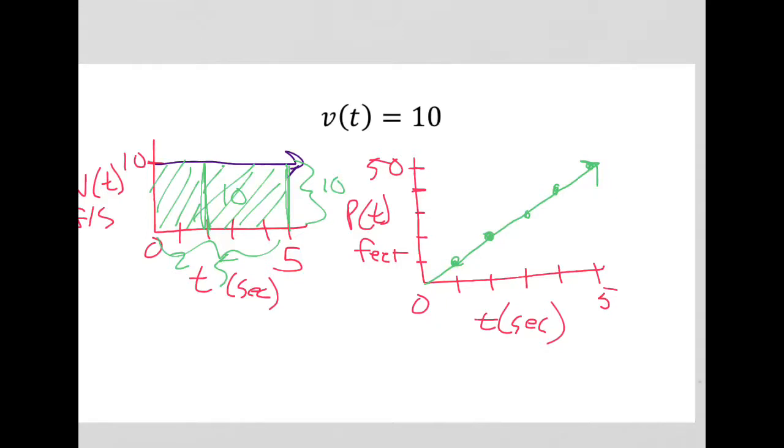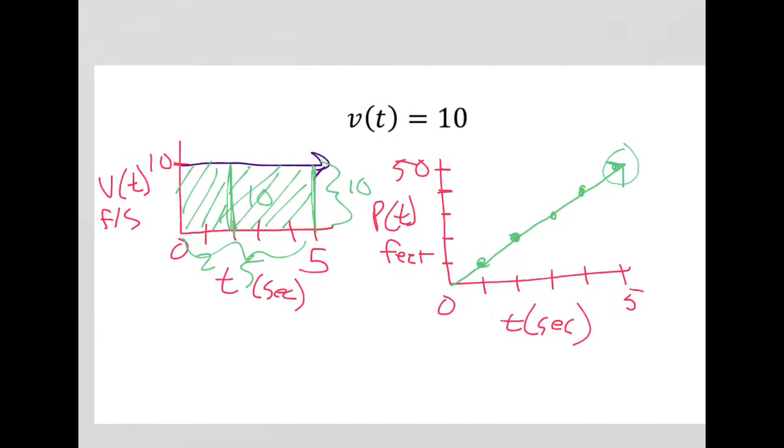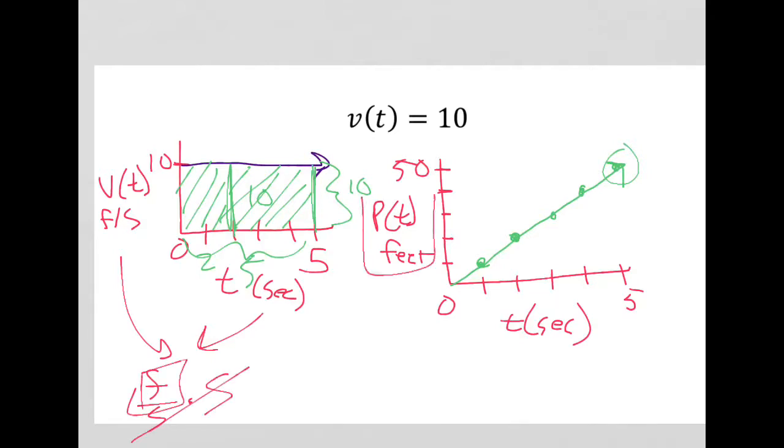So if you've noticed what's happening here, when we're calculating that position function, we're actually finding the area underneath the velocity function. Each area there corresponded to a point on that position graph, which makes sense for a couple different reasons. If you think about the units here, we're taking feet per second, and we're multiplying it by seconds to get feet, our position graph right there, units being feet.